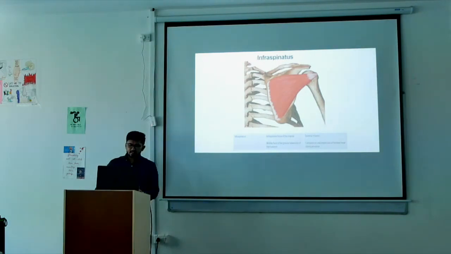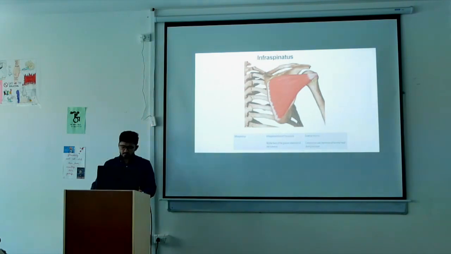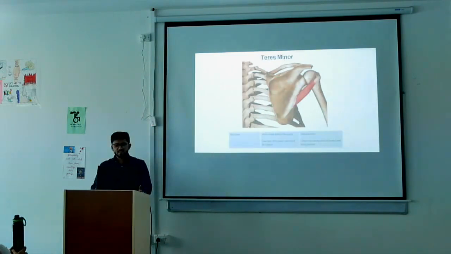The infraspinatus, its attachments are the infraspinous fossa of the scapula, and it attaches over the middle facet of the greater tuberosity of the humerus. Its function is external rotation of the shoulder joint, and it also compresses and depresses the humeral head during elevation. The third muscle is the teres minor.